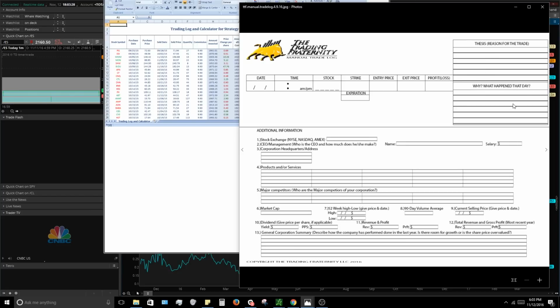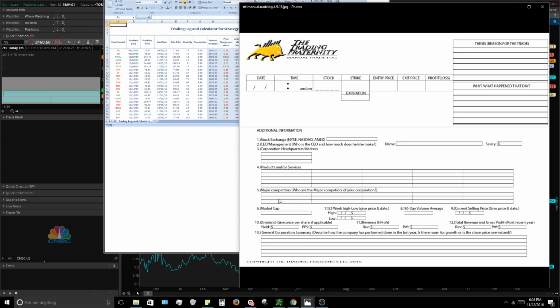Not only does it give you a little more color, but the reason we always emphasize this log to our newer traders is the additional information at the bottom here. I highly suggest newer traders use something like this, because it allows you to actually learn about the company that you are trading. As you can see, it has their stock exchange, of course, but it makes you write down who the CEO is, where the headquarters address is, what products and services they are selling, and who their competitors are, so you're able to identify the sectors in the future.